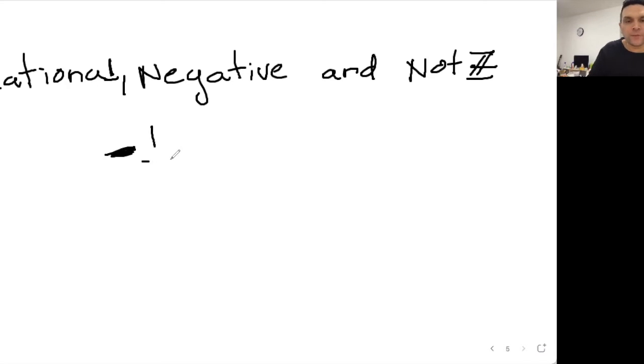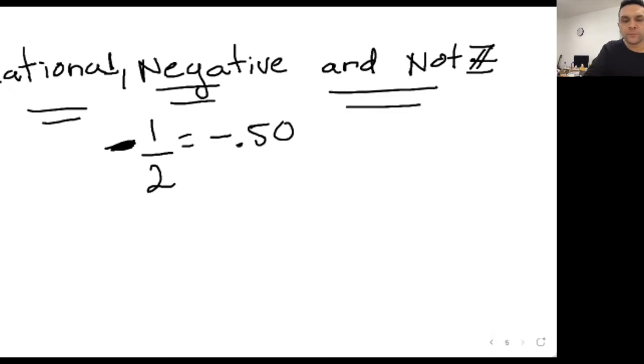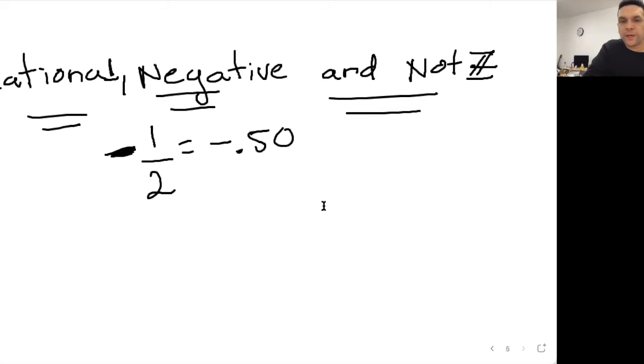So -1/2 is one example, right? This is the same as -0.5. Obviously, that's not an integer. It's rational, is negative, and not an integer, right? So that's one example, -1/2.